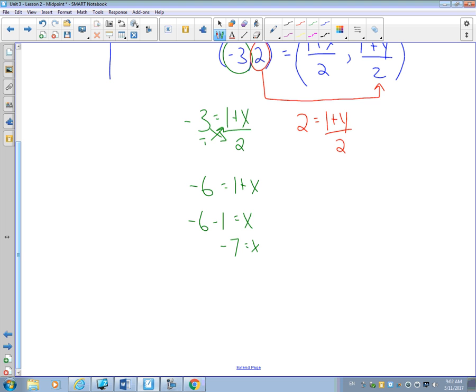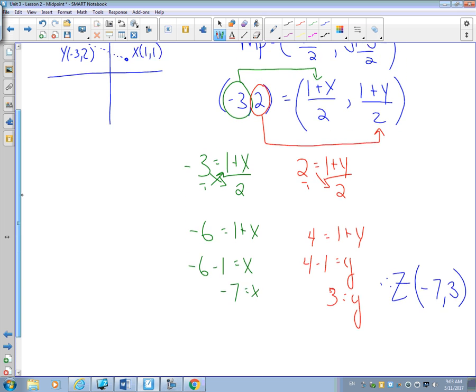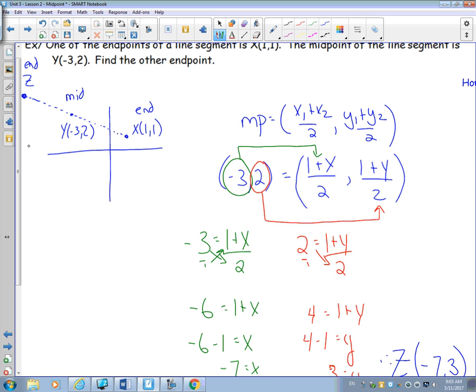If we do the same thing for the other one, I'll cross multiply. 2 times 2 is 4. 1 plus y. 4 minus 1 is y. Hey, y is 3. Well, then I found the midpoint. The midpoint, z, has the coordinates negative 7 and 3. And that would totally work. And if you like formulas, use the formula. Totally going to work.